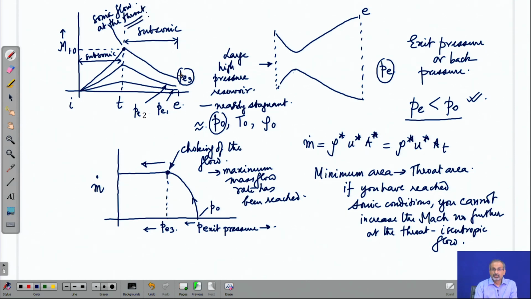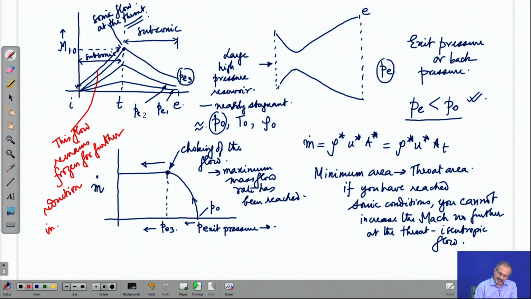If you reduce the pressure at the exit any further, there will be no change in the way the Mach number varies in this section. So, that part of the flow gets frozen essentially. This flow remains frozen for further reduction in exit pressure or back pressure.